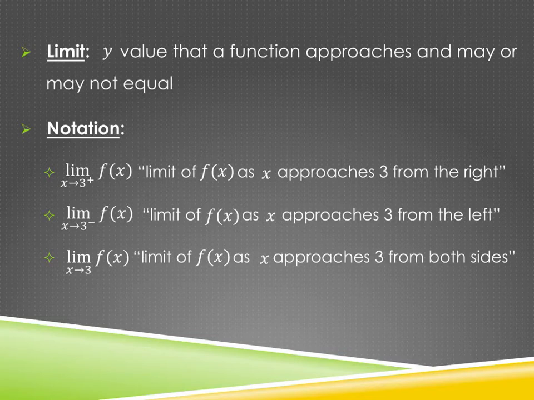3 plus is coming from the positive side. 3 minus is coming from the negative side. I'm just using the number 3. It could be any number, okay? It could be 50. It could be 4.2. I don't know. And then if there's not a plus or a minus, it has to mean you come from both directions. So you come from here, I come from here, and we got to meet.